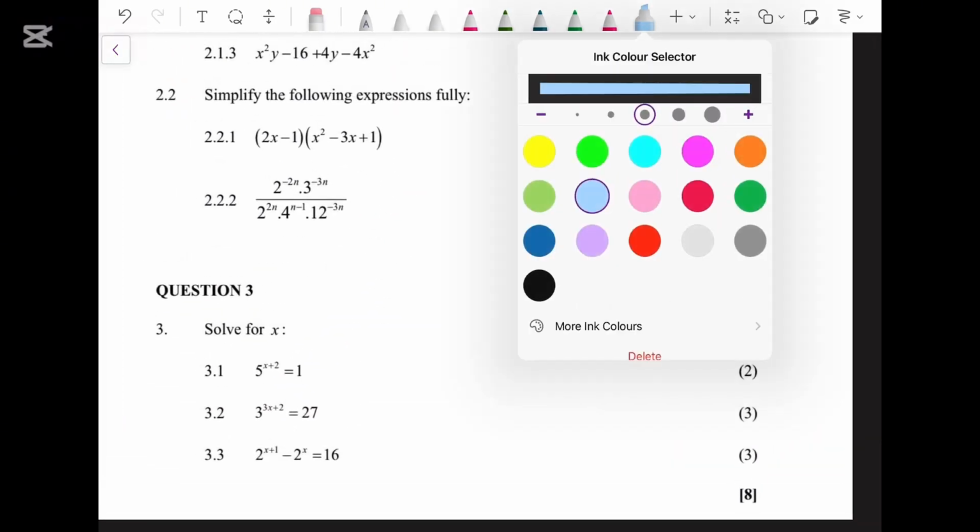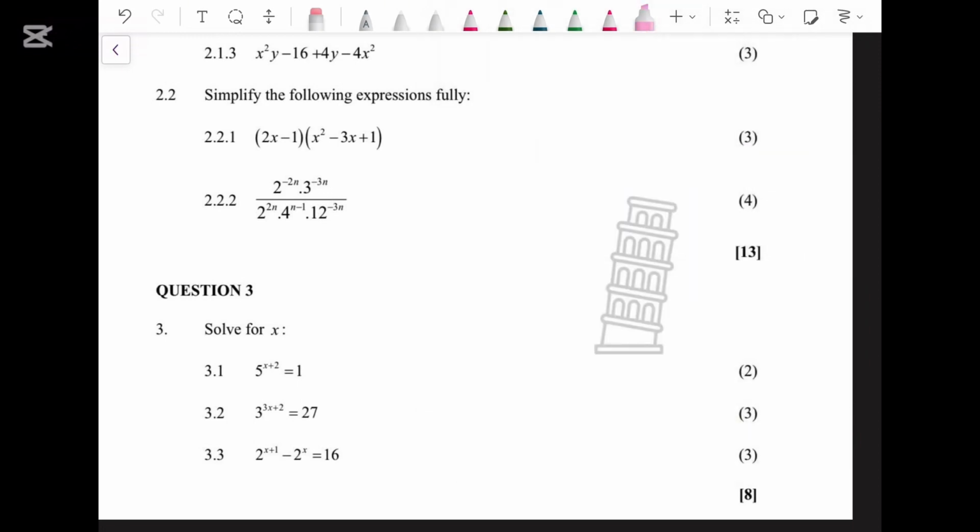Here we have exponential equations. So we are required to solve for x. With exponential equations, you need to remember the law that says if a to the exponent y is equal to a to the exponent x, as long as the bases are the same, therefore the exponents are equal. So here I can say y is equal to x.